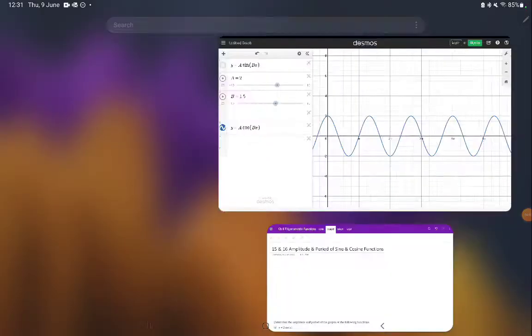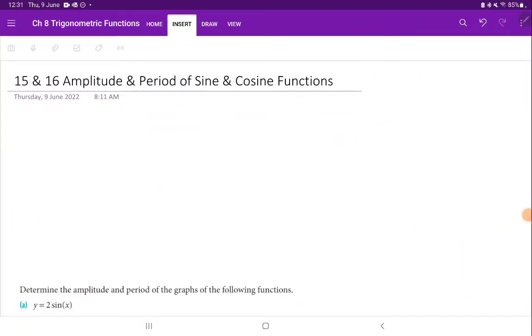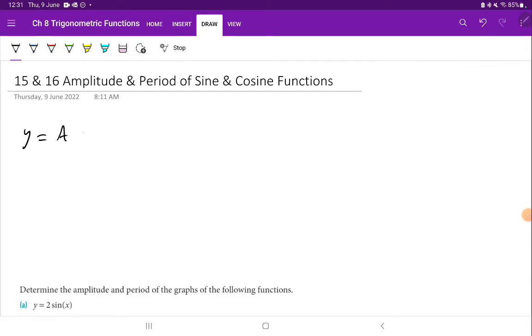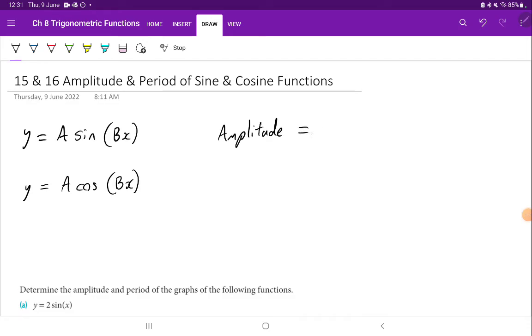So, given the function y equals a sine of bx, or the function y equals a cos of bx, these functions have an amplitude equal to a, and in particular the absolute value of a.